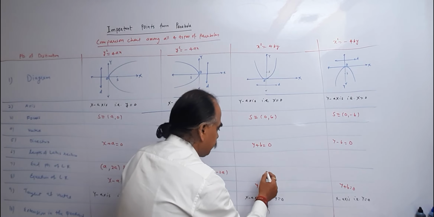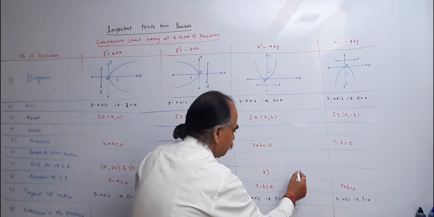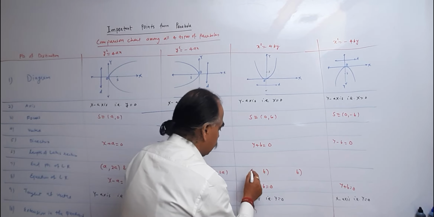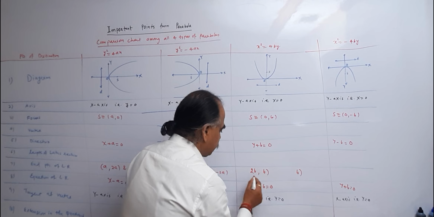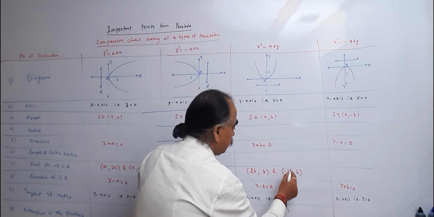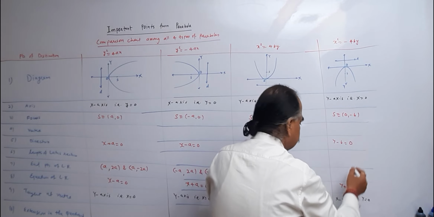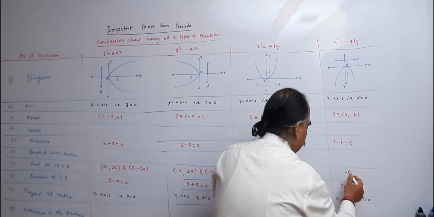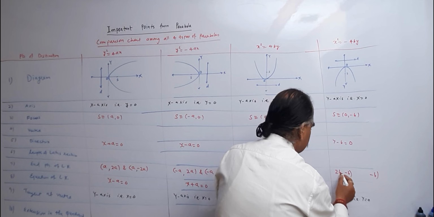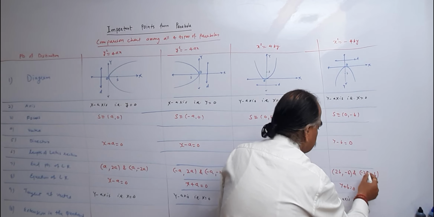Here y coordinate of focus is what? Plus b. So both the end points will have y coordinate b. X coordinate is what? Double. One will be 2b and second is what? Minus 2b. Here focus is what? Y coordinate of focus is minus b. X coordinate is double. One is 2b, another is what? Minus 2b.